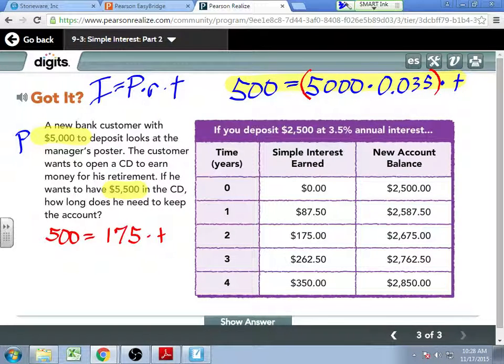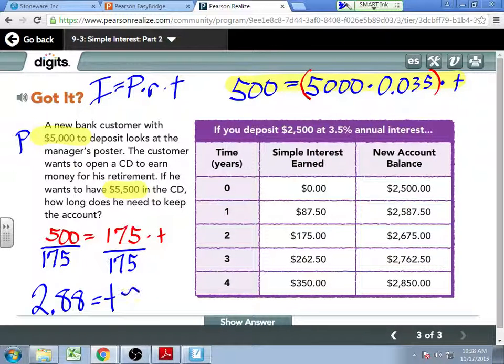Ooh, not minus. How is 175 attached to your variable, Karen? Divide. We have to divide. So we divide by 175 over here, and we divide by 175 over there. My time ends up, what's my exact answer? Anybody? 3 years. Or 2.885... But if he wants to make at least that much, it should approximately be 3 years.